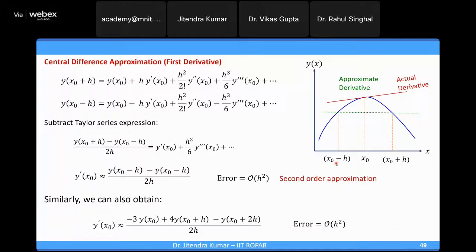Actually, you can get many others, like forward difference extended to further points. I'm not deriving it here, but you can easily do that.